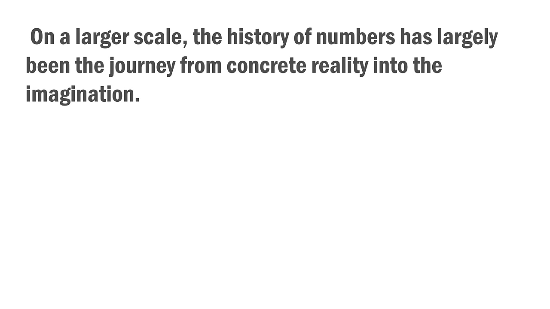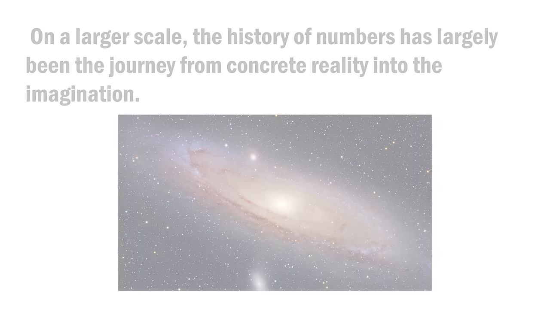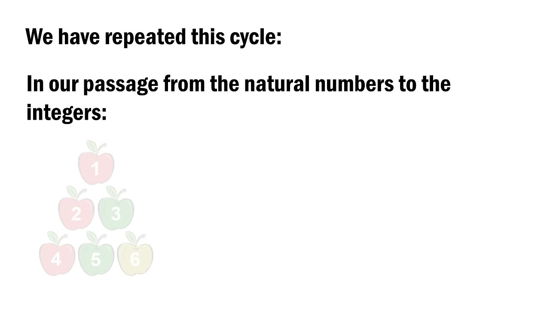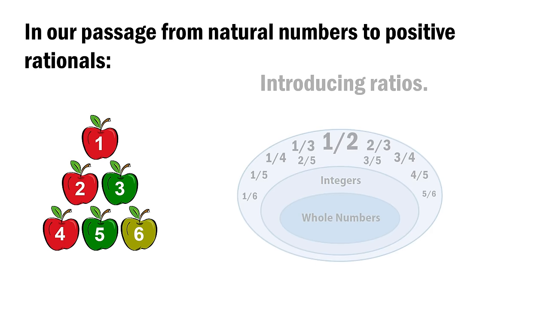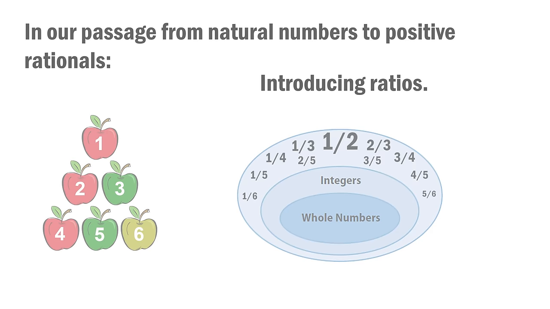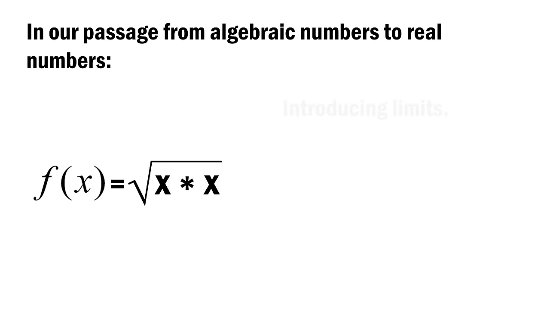Now, on a larger scale, the history of numbers has largely been the journey from concrete reality into the imagination. Does this equation have a solution? Can it? We have repeated this cycle in our passage from the natural numbers to the integers, introducing negative integers. In our passage from natural numbers to positive rationals, introducing ratios. In our passage from rational numbers to algebraic numbers, introducing roots. In our passage from algebraic numbers to real numbers, introducing limits.